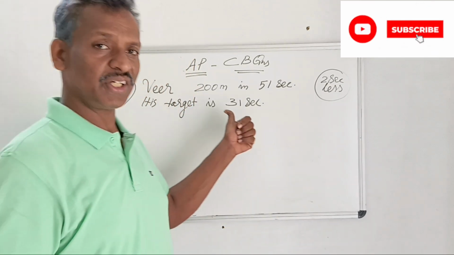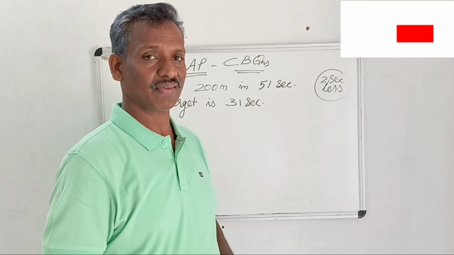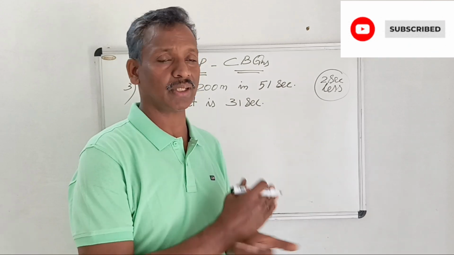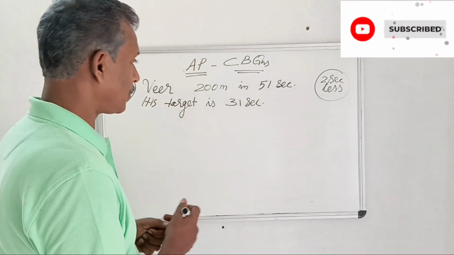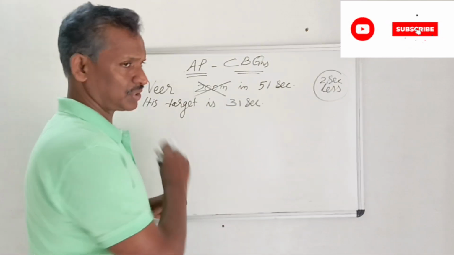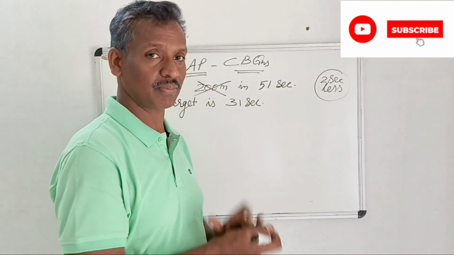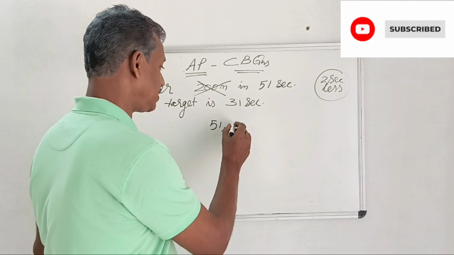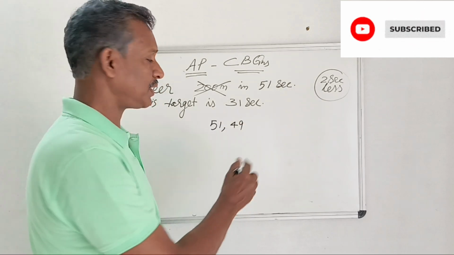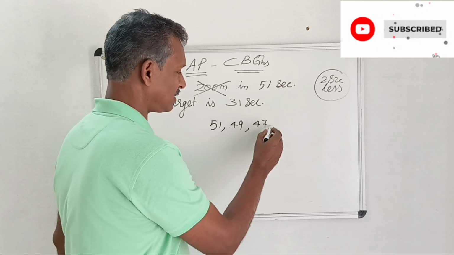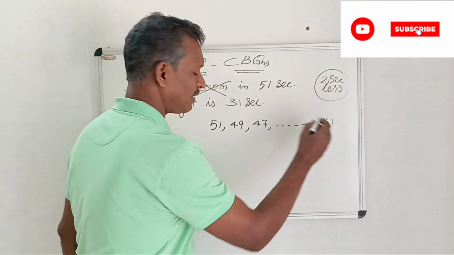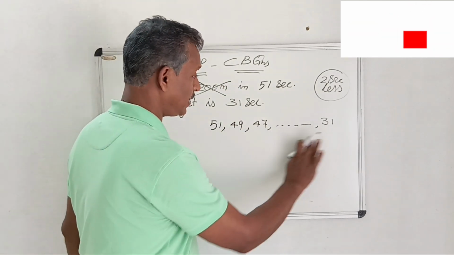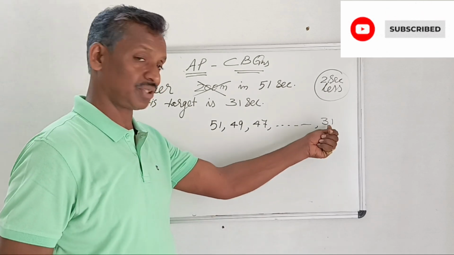His target is to finish this 200 meters in 31 seconds. The question is, after how many days can he achieve this target, or what is the minimum number of days he needs to achieve this target. Here there is no importance for this 200 meters, it is only important because he has to run 200 meters every day. On the first day he finishes the race in 51 seconds, the second day in 49 seconds because it is 2 seconds less than the previous day, the next day in 47 seconds, and like that on a particular day he will finish this 200 meters in 31 seconds. The question is, after how many days, or what is the minimum number of days, he will achieve this target.